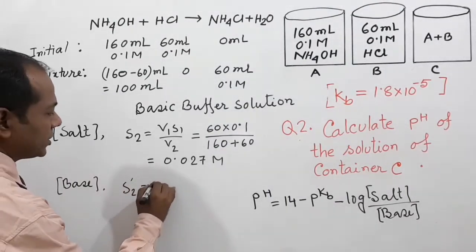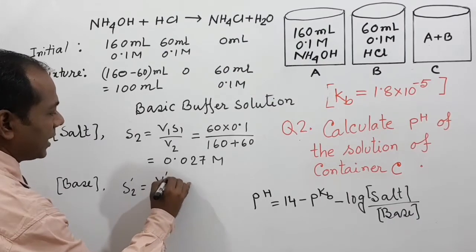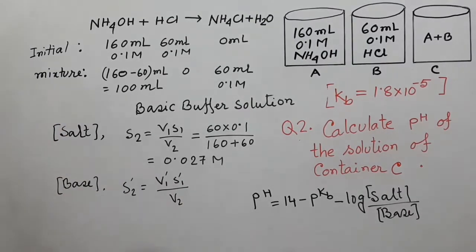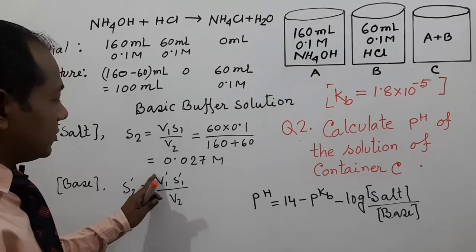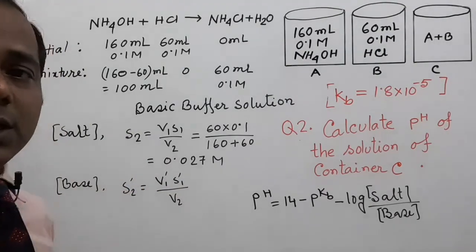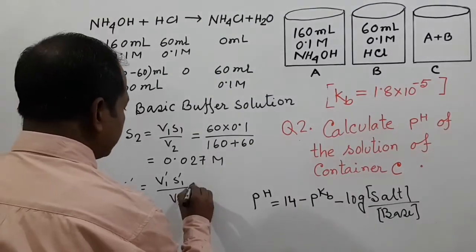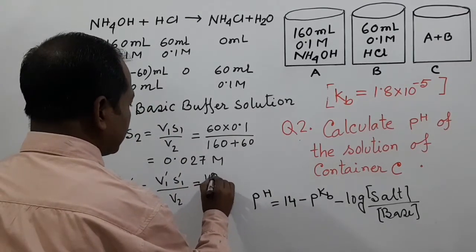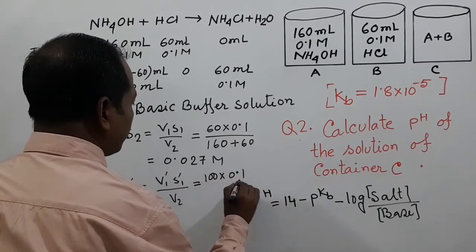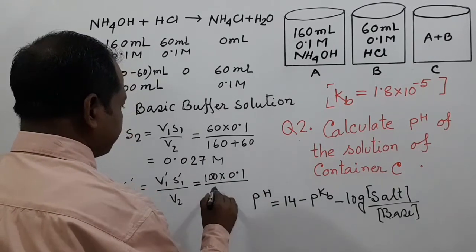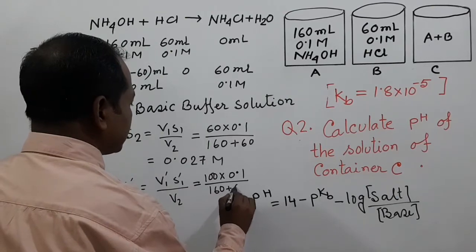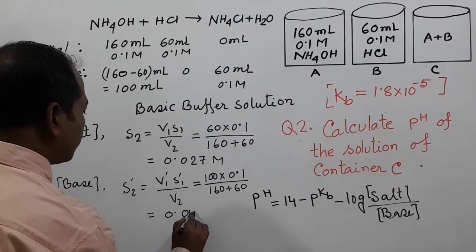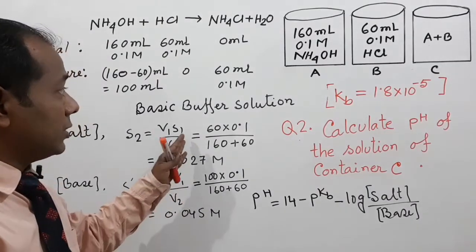And for the base, my dear students, for the molar concentration of base, S2 prime is equal to V1 prime S1 prime divided by V2. That is, V1 S1 prime is the initial volume and concentration of this base, and we use the value of V1, that is 100 ml, into 0.1 divided by 160 plus 60, and my dear students, we get the value 0.045 molar.